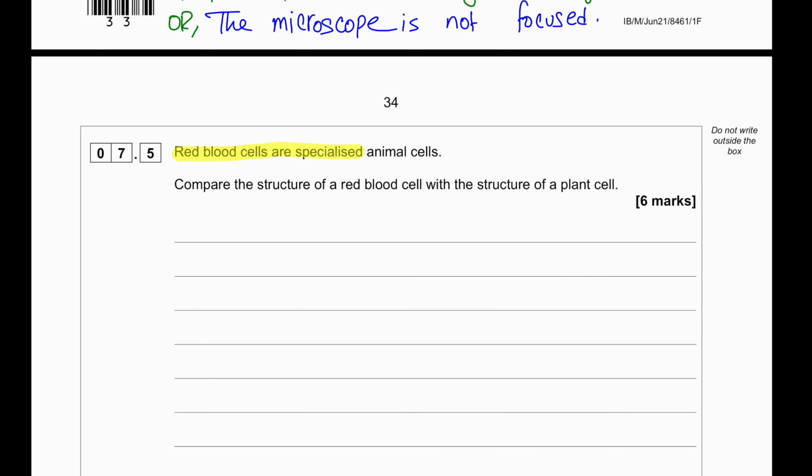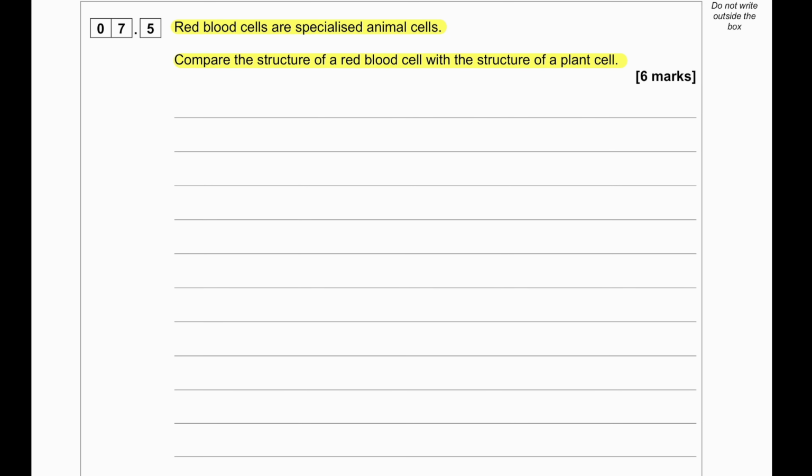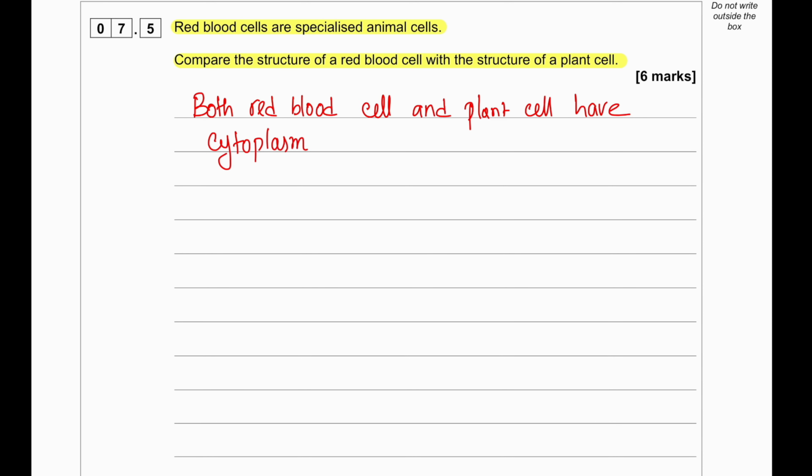Red blood cells are specialized animal cells. Compare the structure of a red blood cell with the structure of a plant cell. Since this question is about comparison, we can say the similarities and differences between the red blood cell and a plant cell. We can start with the similarities. Both red blood cells and plant cells have cytoplasm, cell membrane, and pigments, although the pigments are different. Then in terms of their differences, red blood cells have no nucleus, whereas plant cells have a nucleus.